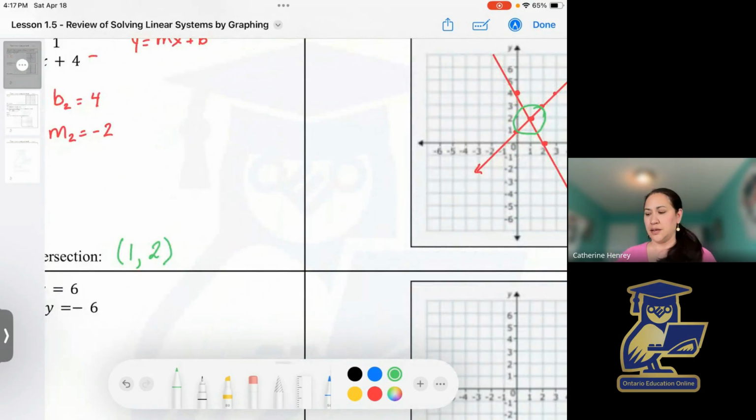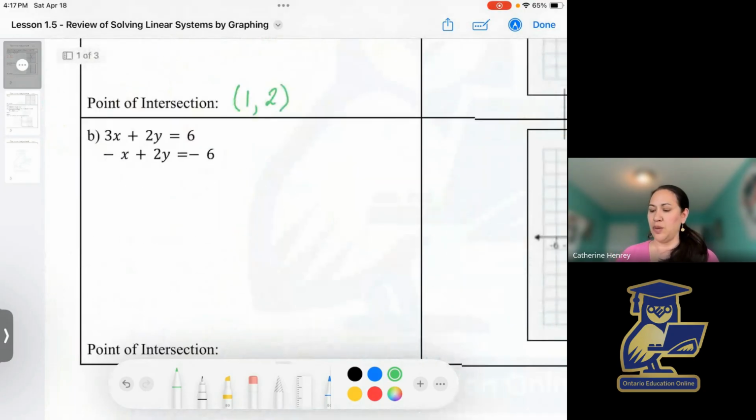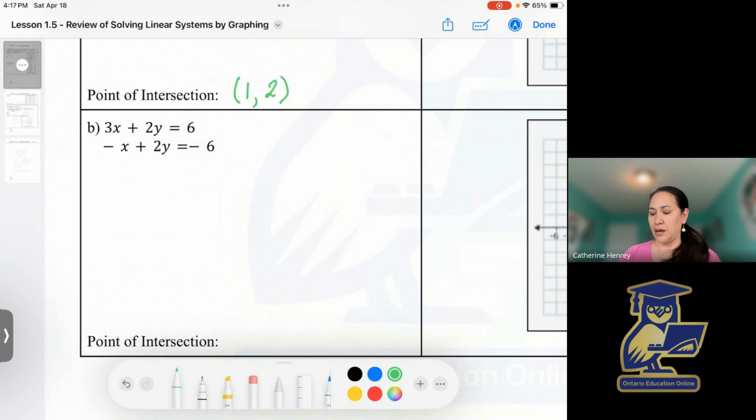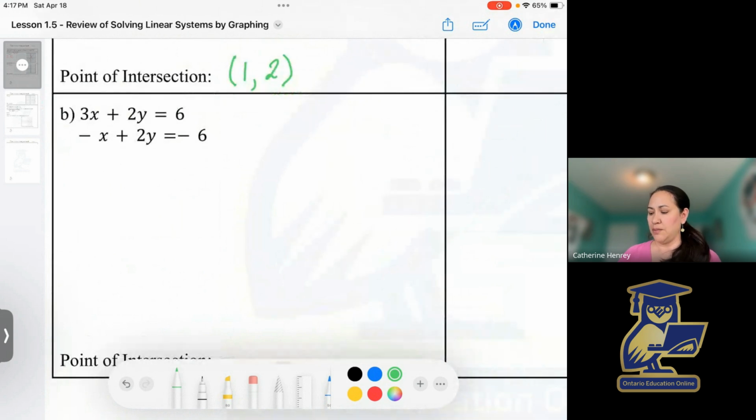All right. Take a look at B. When you look at B, you can see that these two equations are not in slope-intercept form. So I'm actually just going to split this in half, and I'm going to find the x and y intercepts for each of them and graph them that way.